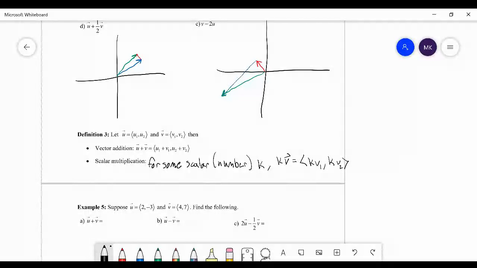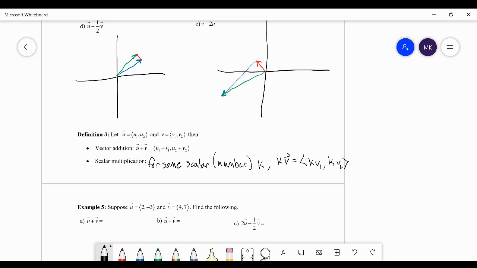So addition and subtraction and multiplication are all just component-wise, right? If we're adding two vectors, we add the x's, and then we add the y's. If we're subtracting them, we subtract the x's, subtract the y's. If we're multiplying by a number, we just multiply the x by that number, then multiply the y by that number. It's really just that simple.